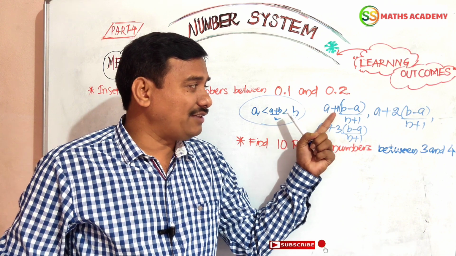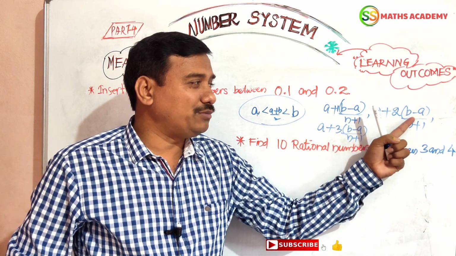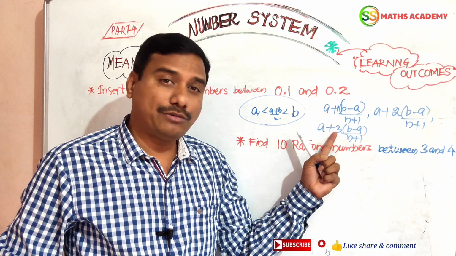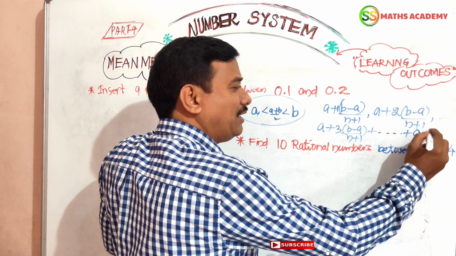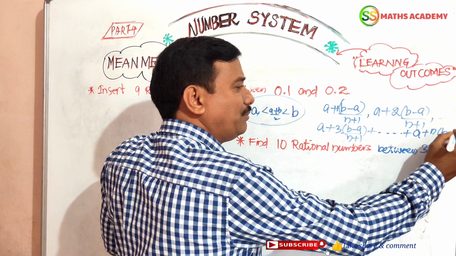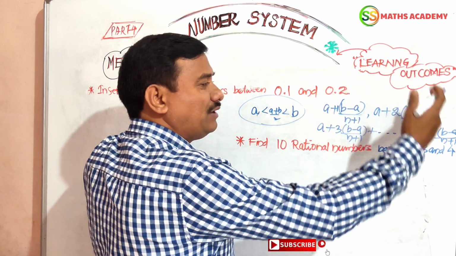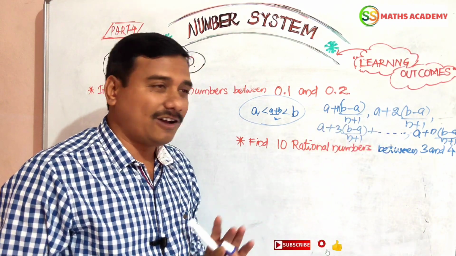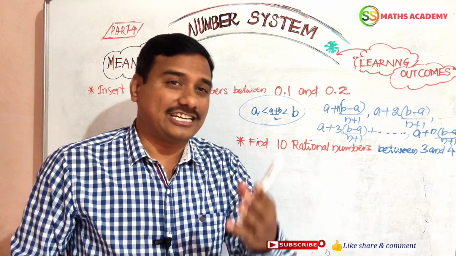Means first number added with (b minus a) divided by n plus 1. Second is first number added with (b minus a) divided by n plus 1 multiplied by 2. Third rational number multiplied by 3 and so on. We have to go with a plus n times (b minus a) divided by n plus 1. This is the way we are going to discuss. If I apply this technique, we should get the answer very easily. By seeing the first example, you can understand 100%.